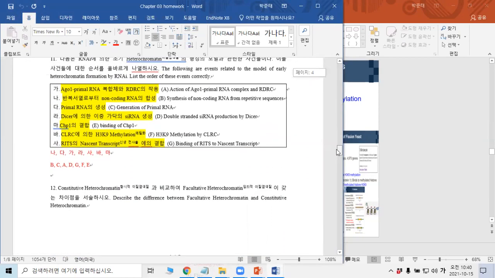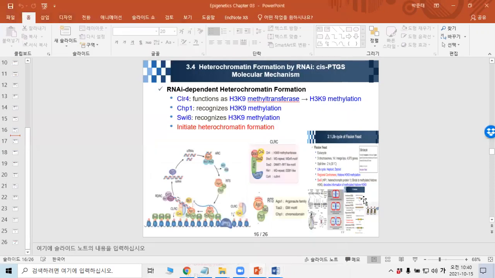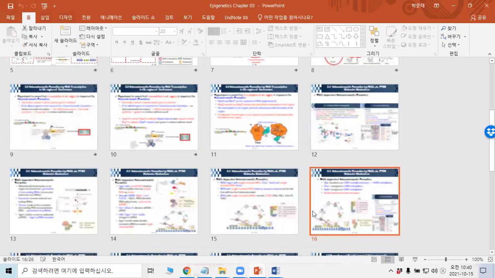So we cover that. The following events are related to the model of early heterochromatin formation by RNAi; list the order of these events correctly. Okay, like this. You don't have to memorize all of the steps, but you have to know the procedure. You have to know the important things.